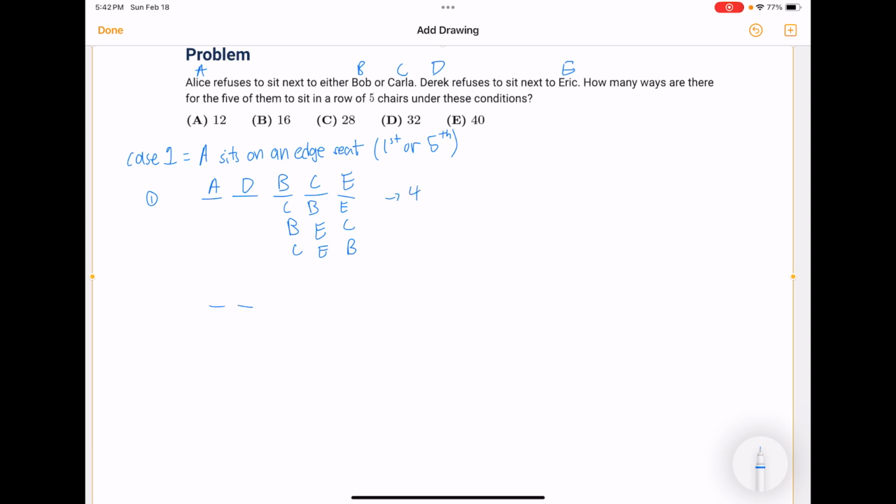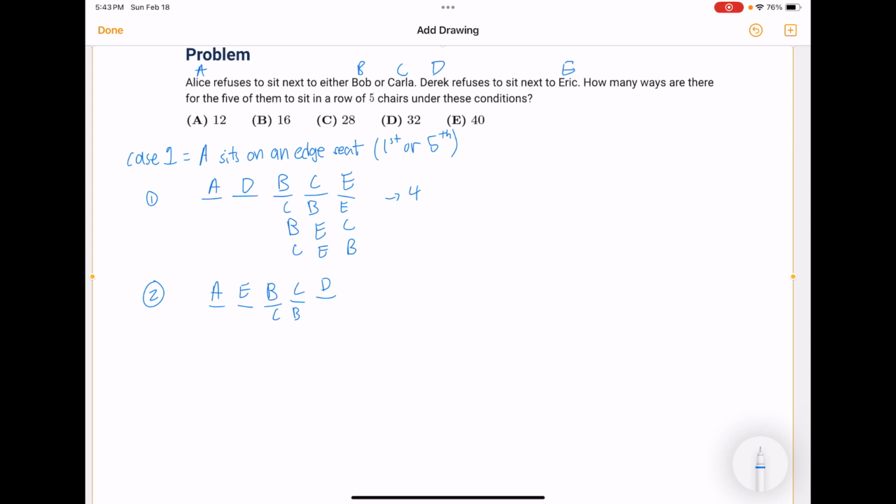Now let's talk about when E is in the second chair. Now that E is in the second chair, D must be in either the last chair or the 4th chair. When D is in the last chair, B and C fall into the 3rd and 4th, and as I said before, these two can switch because it would not matter.